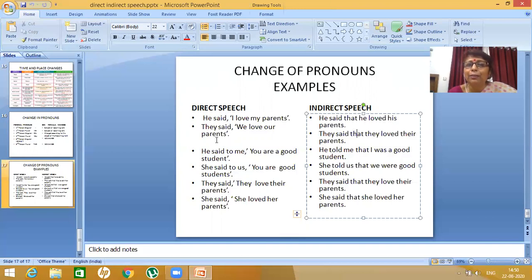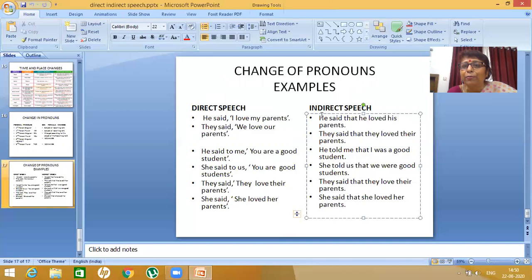In the second sentence also, again, we are getting the first person plural, "we." They said, "We love our parents." They said that they love their parents. So both "he" and "they," you can see they have changed as they are in the subject of the reporting verb.